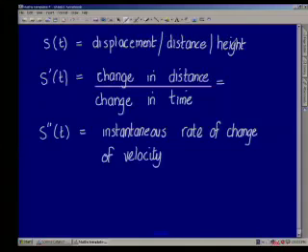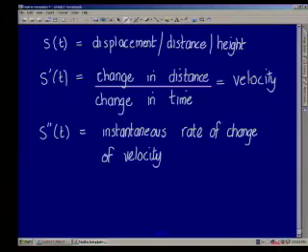Yesterday, Liesel took you through how if we take the derivative of displacement as a rate of change, that would be regarded as how our distance is changing with respect to time. Changing our distance with respect to time gives us the velocity of a particle. So the first derivative of one of these functions gives you the velocity of a particle.